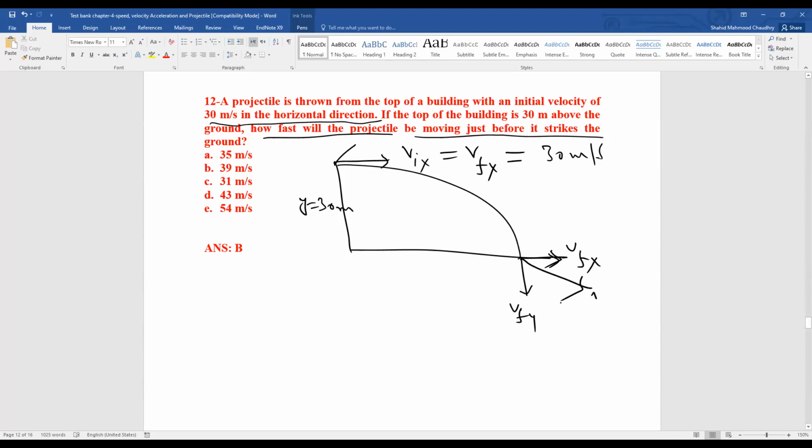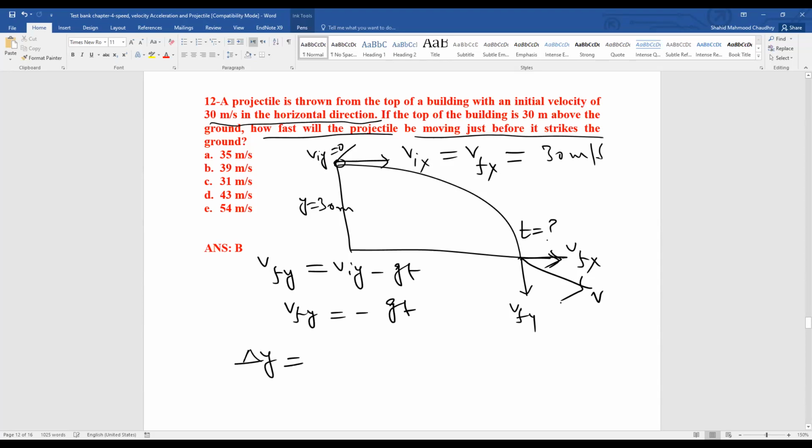So to find this V, what will we do? We will find the Vf of y. To find the Vf of y, we need the time. So first we will find the time, or you can apply the formula that Vf of y is equal to Vi of y minus Gt. Vi of y is here 0, since it is not coming from upward. So Vf of y is equal to minus Gt. We don't know t, so we will find t.